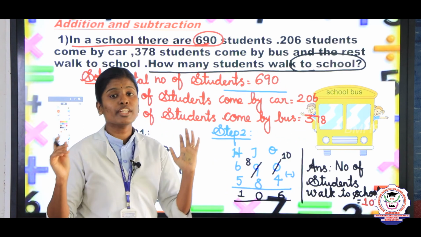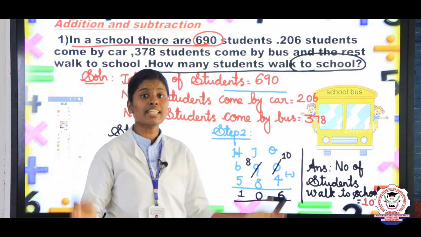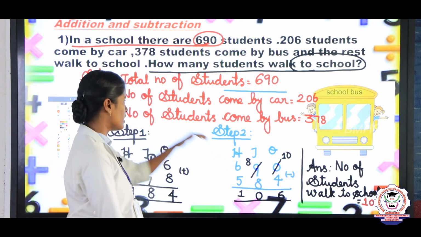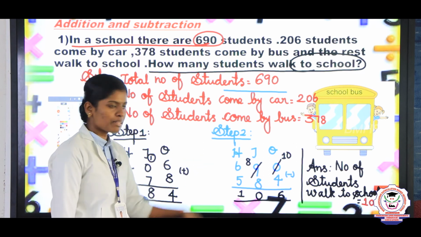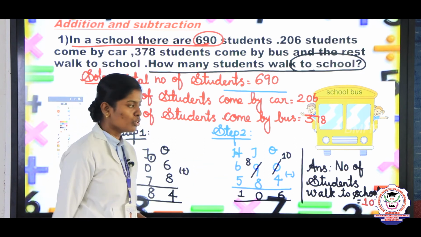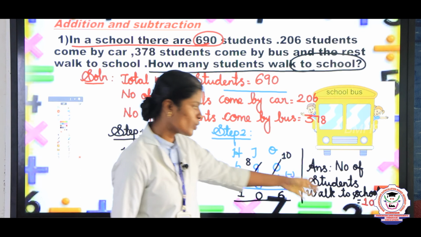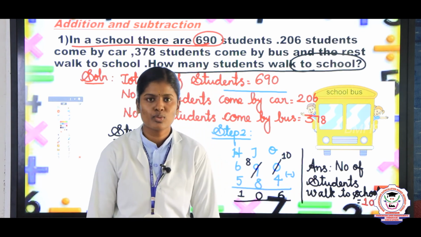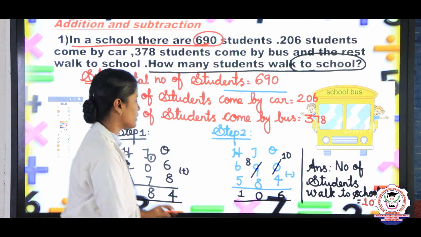So totally we need to do 2 steps, that is called addition and subtraction together. So addition is step 1 and subtraction is step 2. So the number of students who walk to school is totally 106 students. Next we'll see another example.